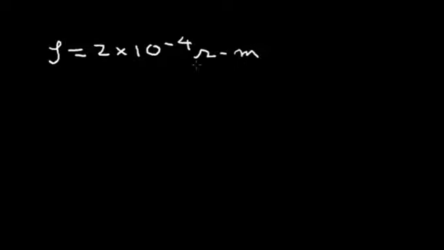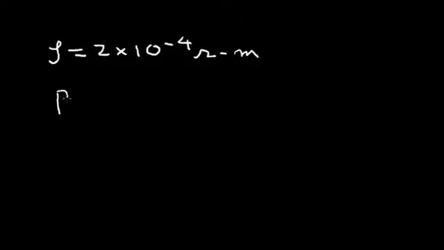Let's do a sample problem. Let's presume I have a material that has a resistivity that is equal to 2 times 10 to the minus 4 ohm meters. And let's presume that I want to take this material and I want to make a resistor, a very thin resistor that has a sheet resistance of 100 ohms per square.